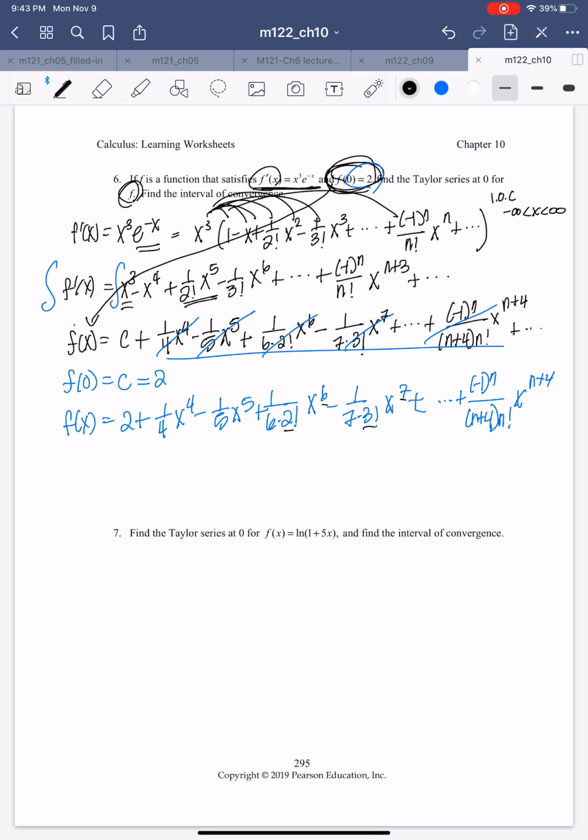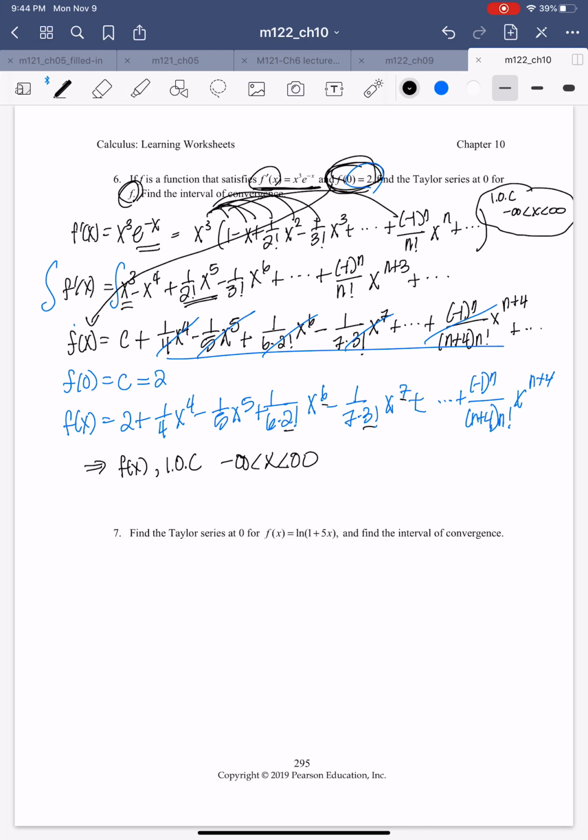Now, from the table, we know that the interval of convergence for e to the x is negative infinity to positive infinity. So therefore, the interval of convergence for my series for f of x is also negative infinity to positive infinity. Okay? So we just came up with the Taylor polynomial and then we found the interval of convergence. Let's do one more and then I'll leave number 8 as your practice problem.